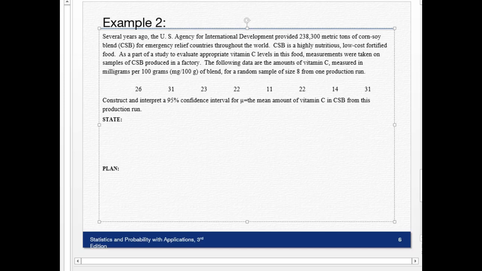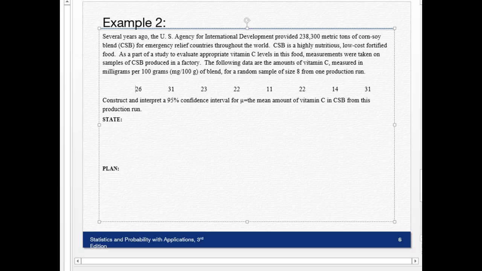All right, number 2 here. This is the whole state, plan, do, conclude process, all right? So I'm going to put it on 2 slides because we'll need some space. But here's the scenario. Several years ago, the U.S. Agency for International Development provided 238,300 metric tons of corn-soy blend for emergency relief at countries throughout the world. CSB is a highly nutritious, low-cost fortified food.